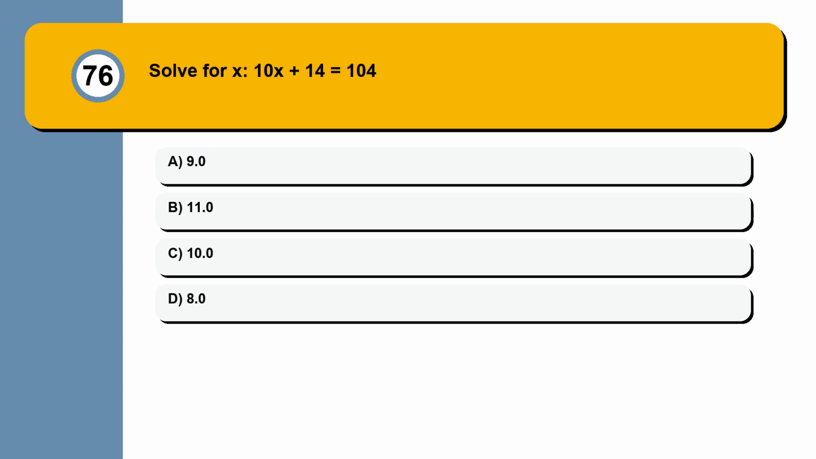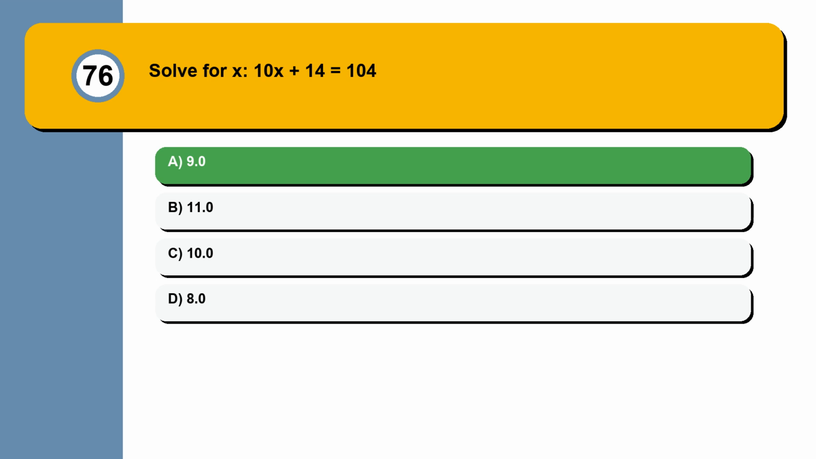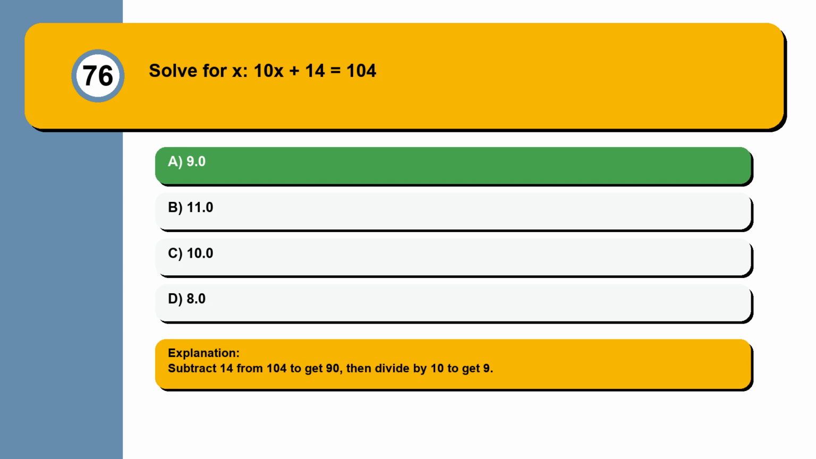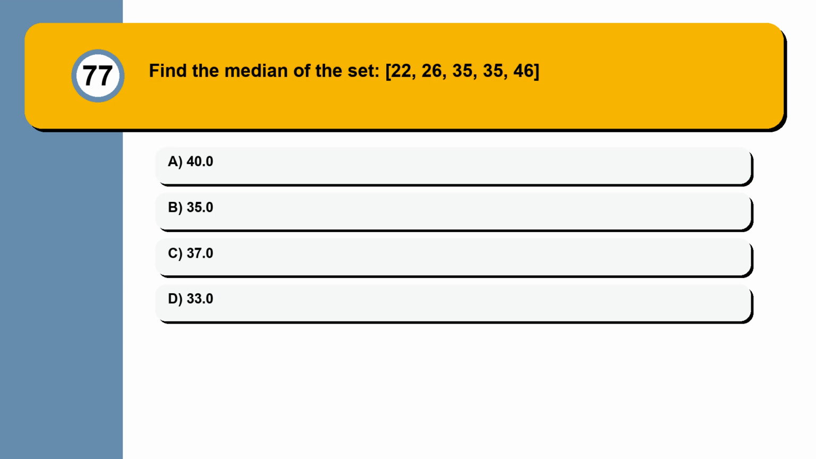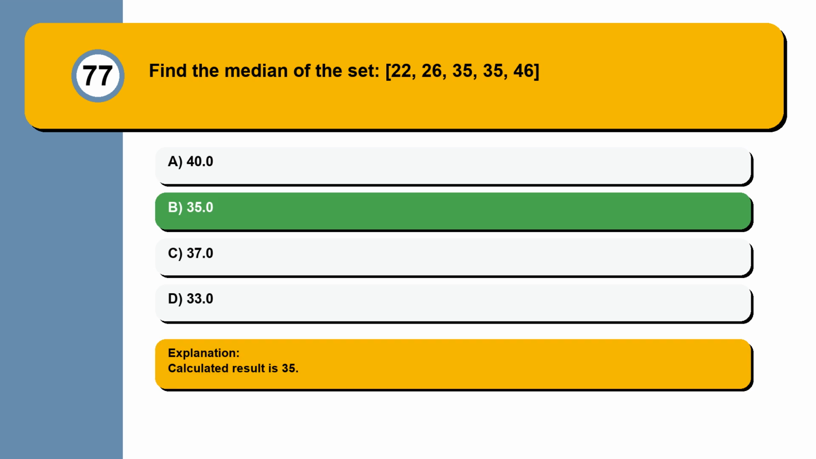Question 76. Solve for x: 10x plus 14 equals 104. 9.0, 11.0, 10.0, 8.0. Subtract 14 from 104 to get 90, then divide by 10 to get 9. Question 77. Find the median of the set 22, 26, 35, 35, 46, 40.0, 35.0, 37.0, 33.0. Calculated result is 35.